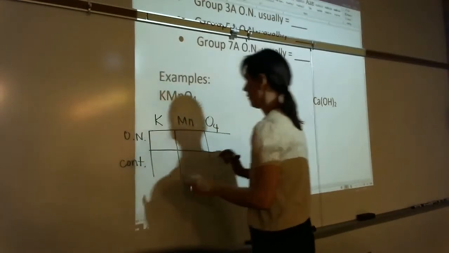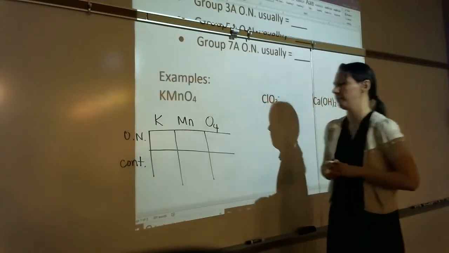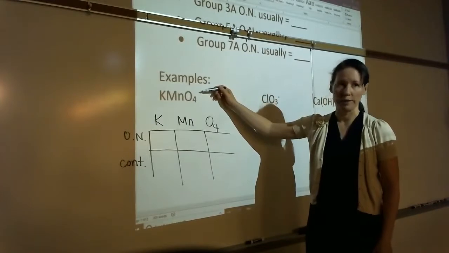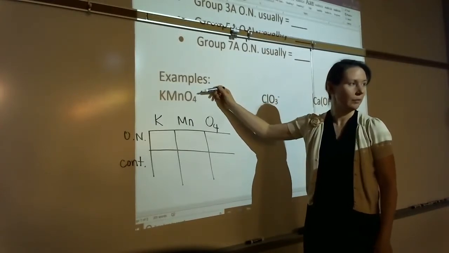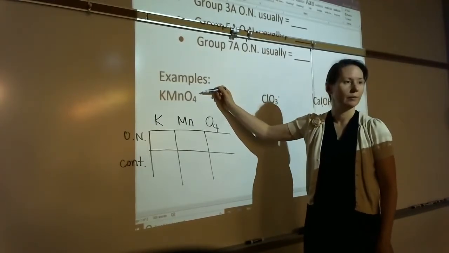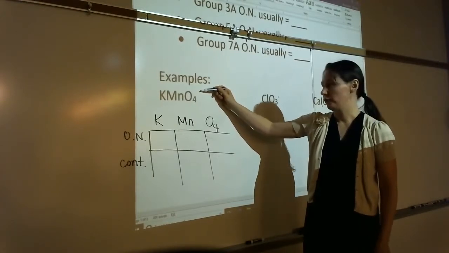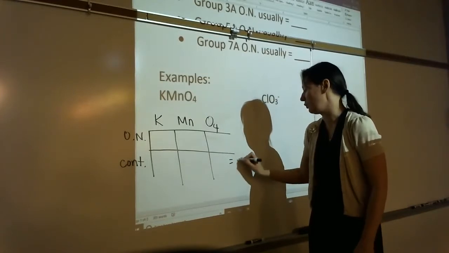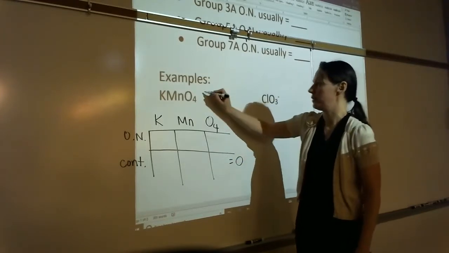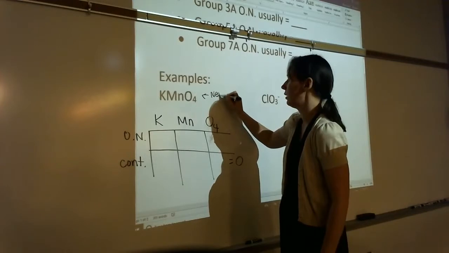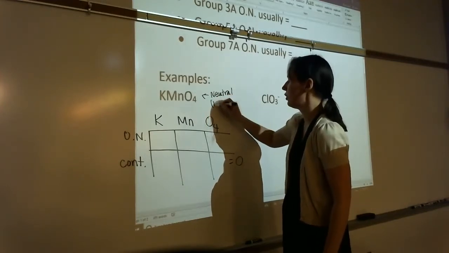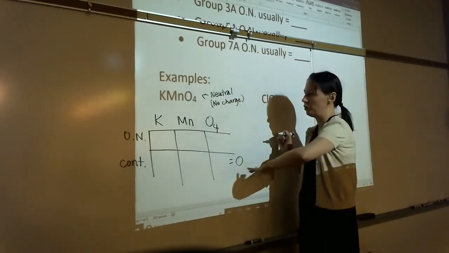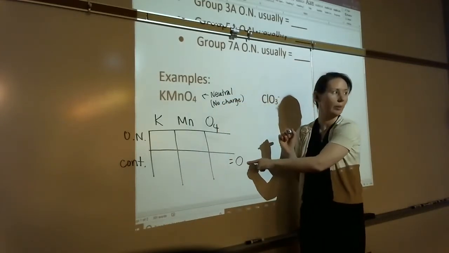Okay, so first, KMnO4. Does that compound have a charge? Is there any sort of charge? Is it KMnO4 plus or minus something? Or is this molecule neutral? No, so all of these contributions need to add up to 0, right? Because this is neutral. There's no charge. All right, so all of our contributions need to add up to 0, okay?